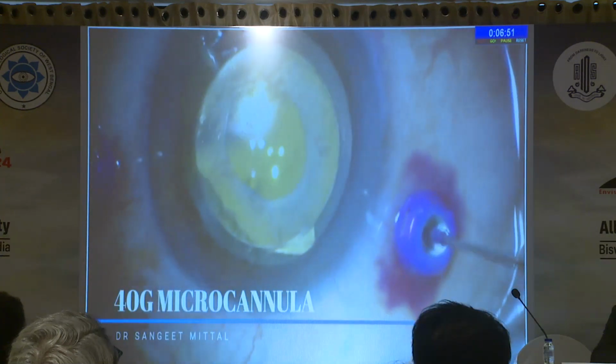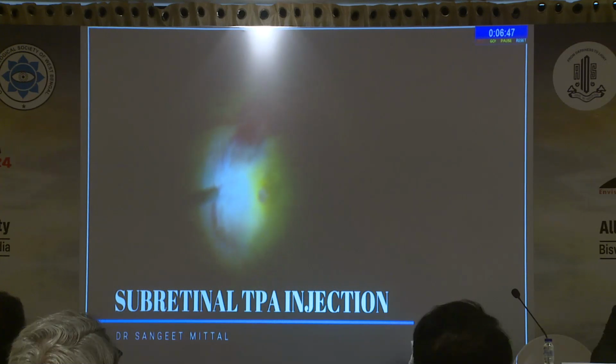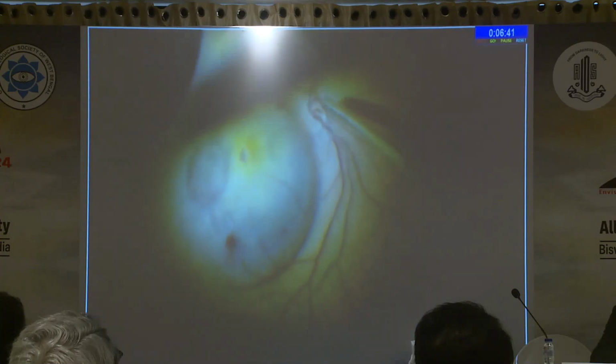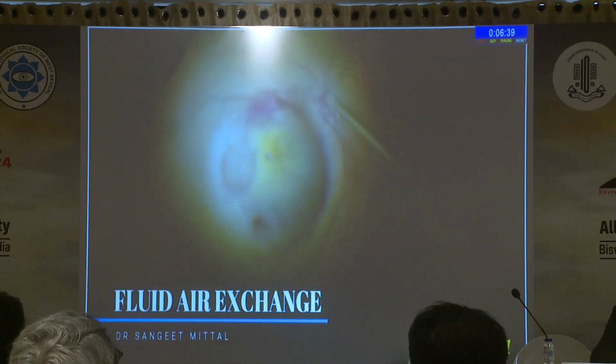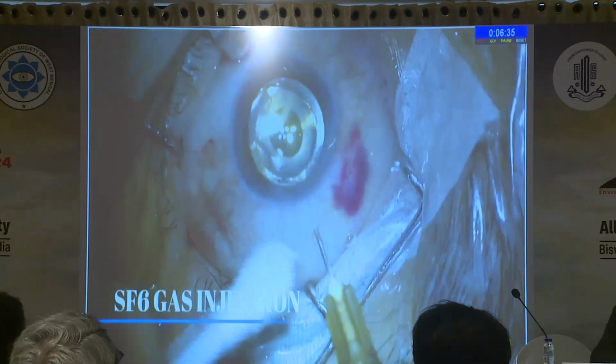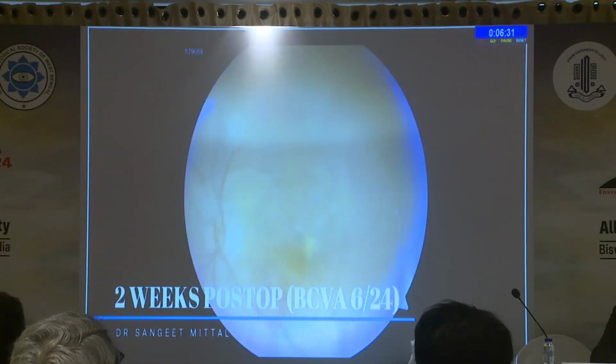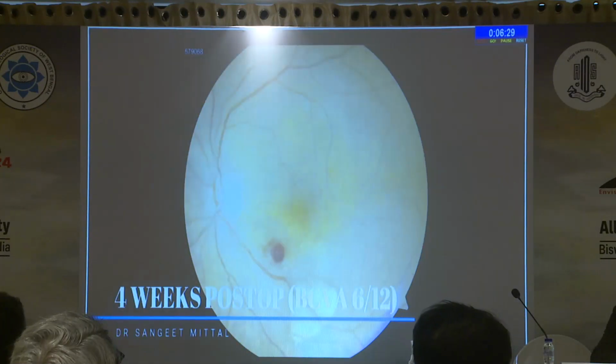A gauge microcannula connected to the subretinal injector was used to inject tPA in the subretinal space. Notice the smooth injection and less shaking of hands in this case. Fluid-air exchange is done so that air replaces about 60% of the fluid in the vitreous cavity. Air is then exchanged with SF6 gas. The visual acuity improved to 6/12 at 4 weeks post.